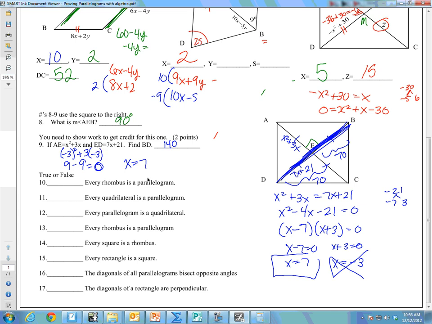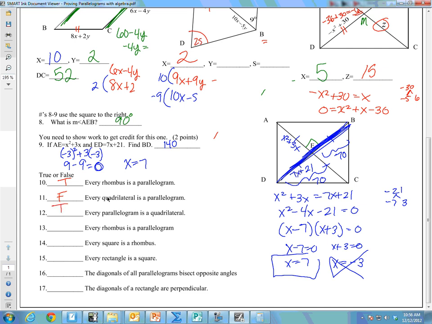It says every rhombus is a parallelogram. That's true. The definition of a rhombus is it is a parallelogram in which all four sides are congruent. Every quadrilateral is a parallelogram. That is false. Okay? A quadrilateral is simply a four-sided figure. A trapezoid would be a four-sided figure that is not a parallelogram. Just because it's a quadrilateral doesn't mean it's a parallelogram.